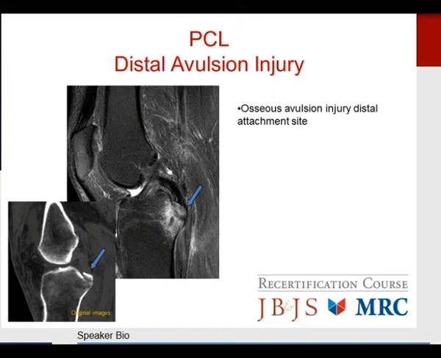Now, just like with the ACL injury, we can have an avulsion fracture at either the proximal or distal attachment site. The MRI shows a small avulsion fracture involving the posterior tibia at the distal PCL attachment site. We can see the low signal intensity fracture with adjacent marrow edema, and on the CT we can see the avulsion fracture at the level of the distal footprint of the PCL.